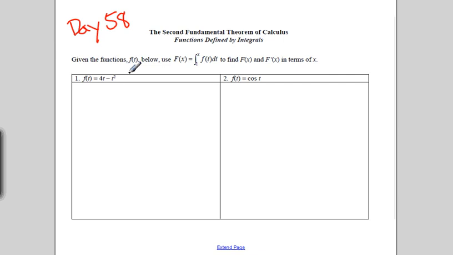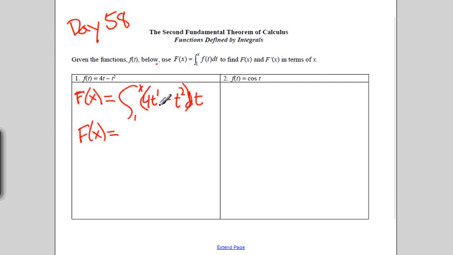Okay, so given the functions f of t below, use capital F of x, the antiderivative, to be equal to the integral from 1 to x of f of t dt. Define not only capital F of x, but then F prime of x in terms of x. Okay, so let's go through and follow what we have to do.